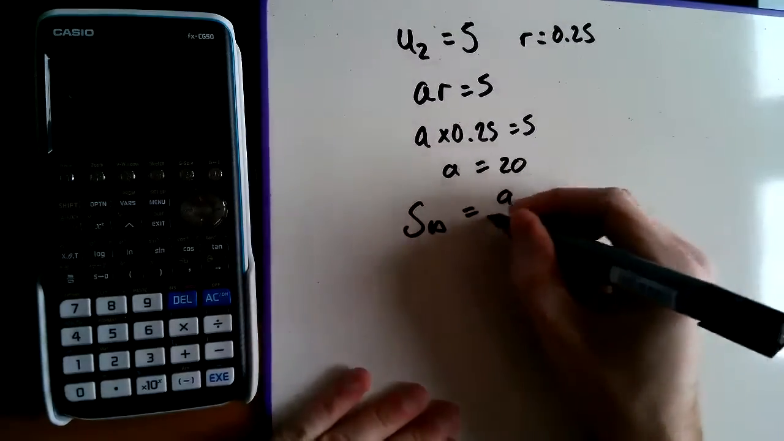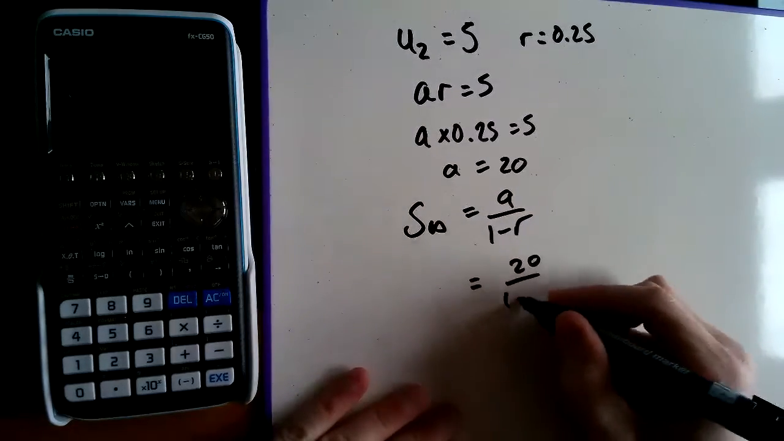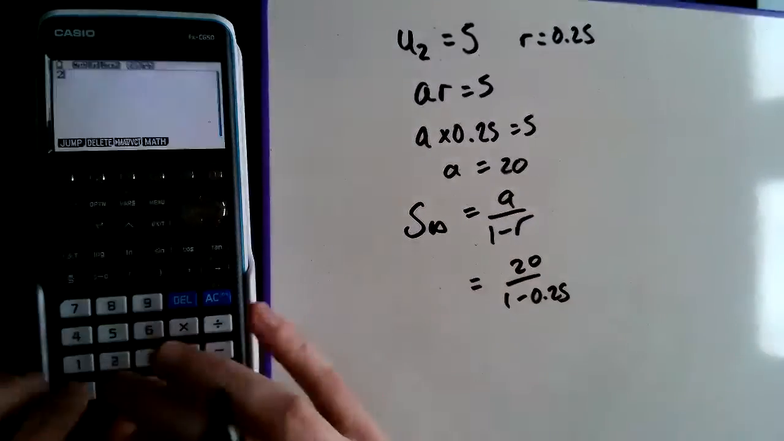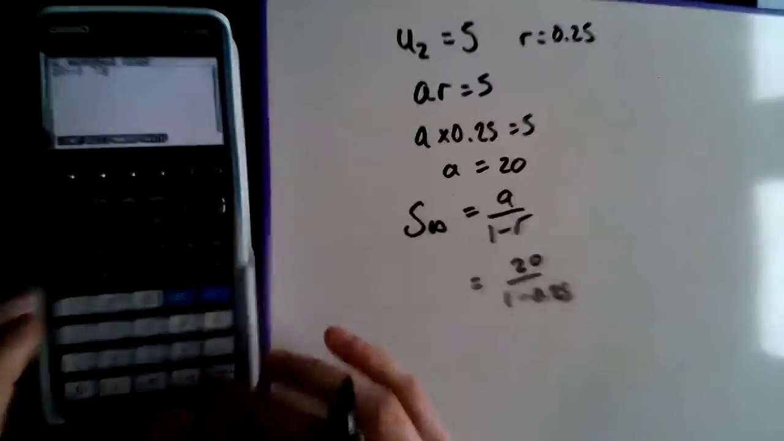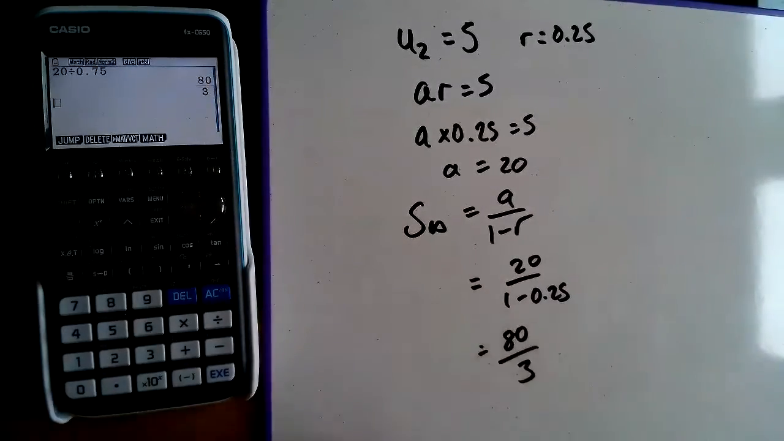Well, we get given that formula. So I know what it is. So 20 over 1 take away 0.25. So type that in your calculator, and we get 80 over 3.